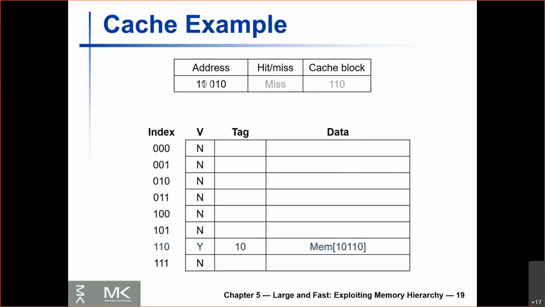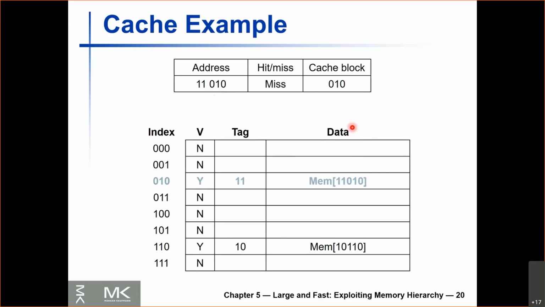Now another memory access comes along, 11010. What's going to be the index here? 010, right? So do I have a hit or a miss? I have a miss. My cache block is 010, and I have a miss.